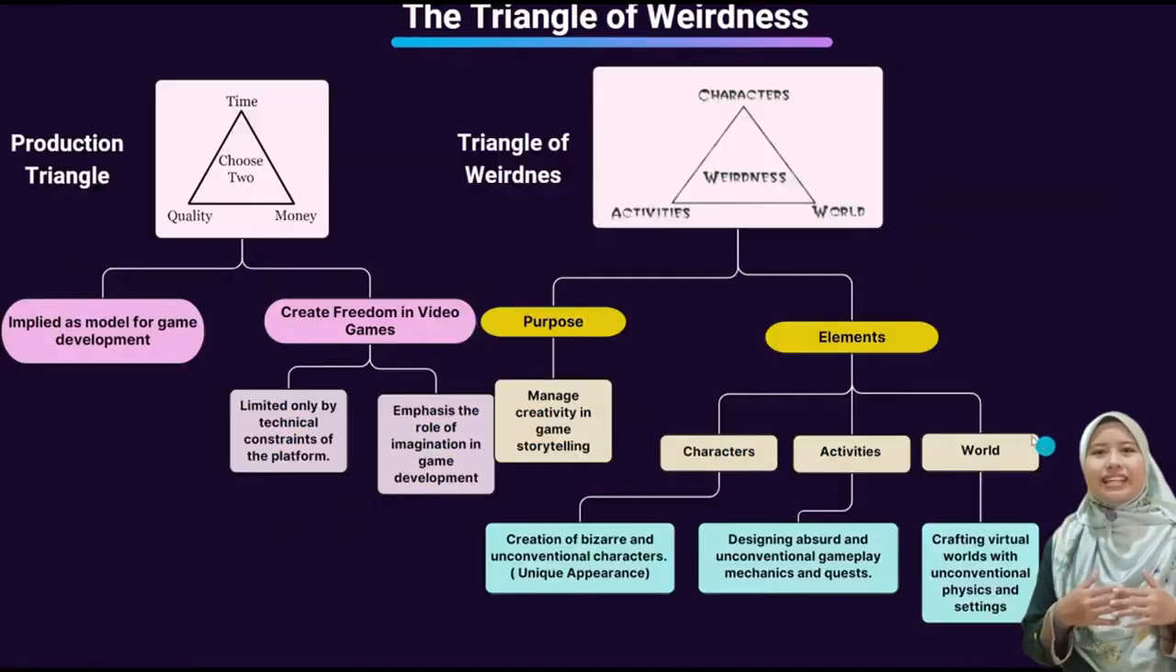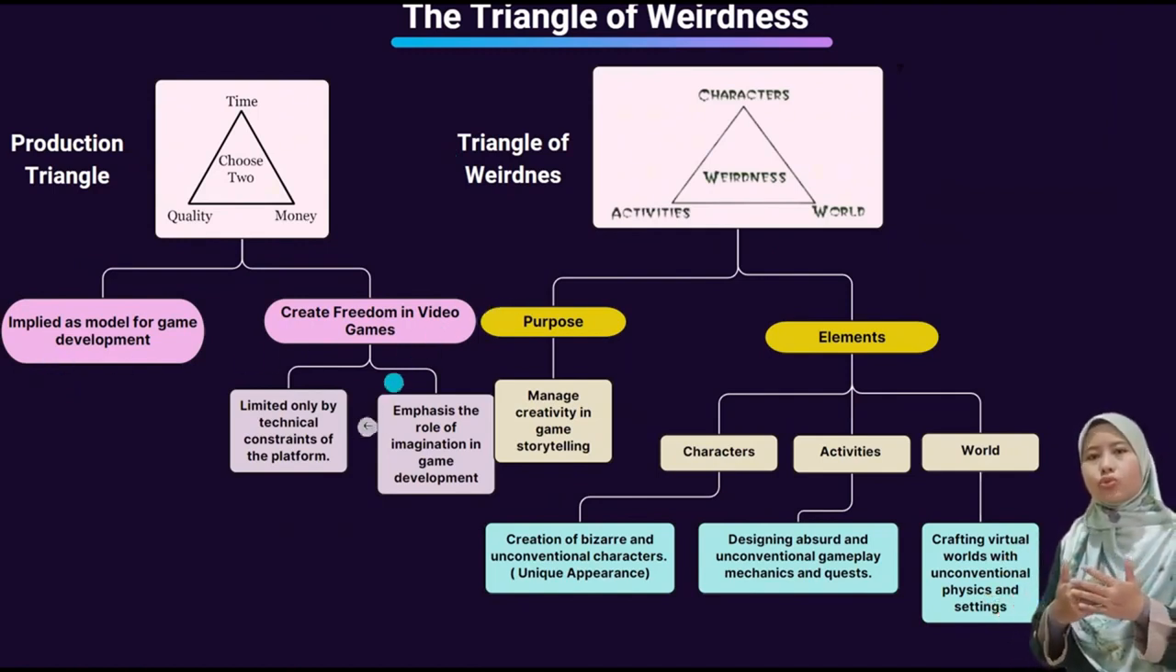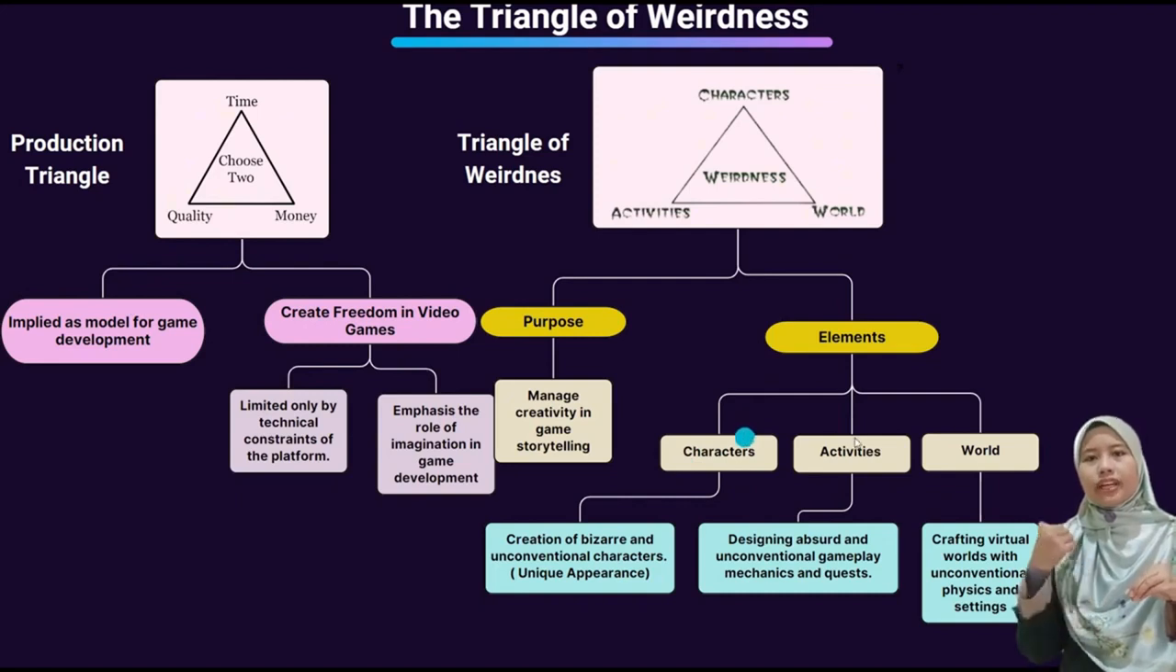Lastly, understanding the difference between the production triangle and the triangle of weirdness is important. The production triangle sets limits based on practicality, but sometimes developers need to get weird to be creative. That's where the triangle of weirdness comes in, covering characters, activities, and game world.